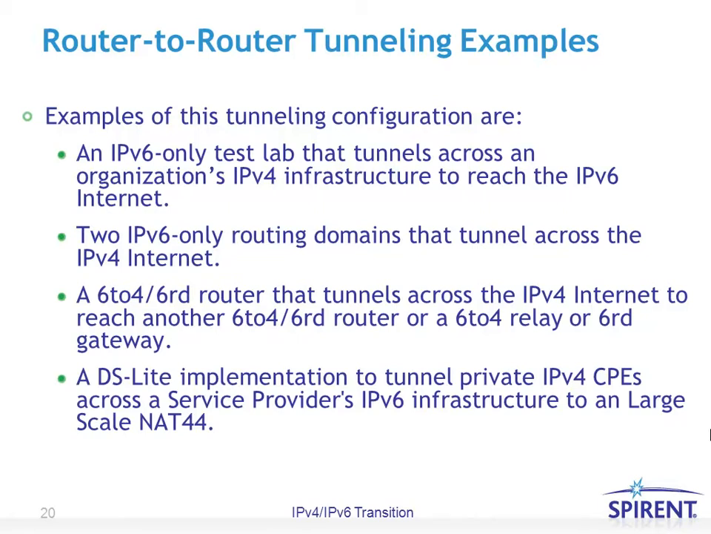Some of the examples of router to router tunneling include, as I mentioned earlier, automatic tunnels such as 6to4 and 6RD when you're trying to tunnel IPv6 packets across an IPv4 internet, or sort of the reverse thing when you're trying to send IPv4 packets across the service provider's IPv6 infrastructure, then we might use DS-Lite.